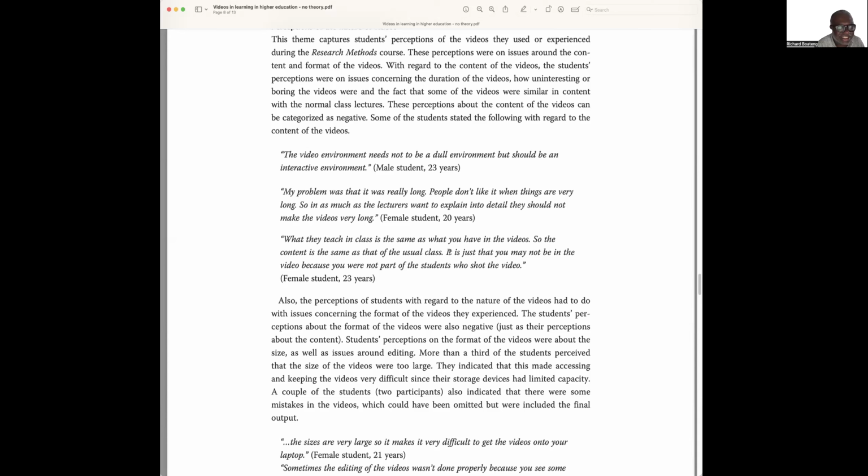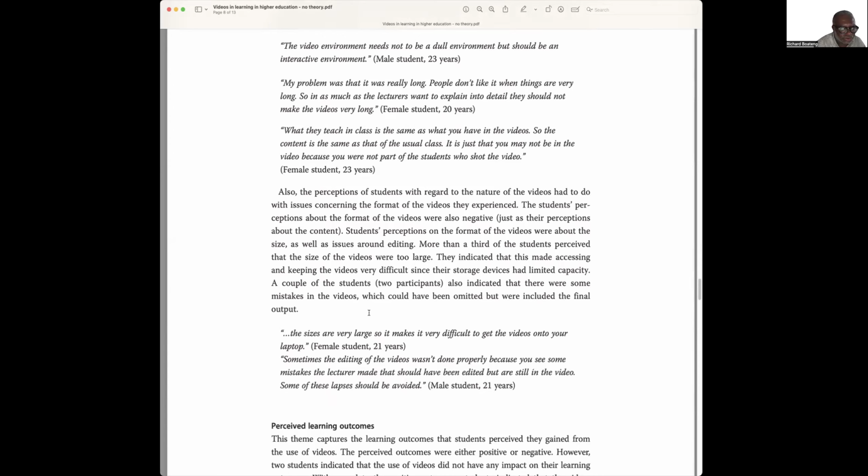But what they teach in class is the same as what you have in the videos. So the content is the same as that of the usual class. It's just that you may not be able to see the video because you're not part of the students who are shot in a video. The sizes are large, which makes it difficult to download or get onto your laptop.